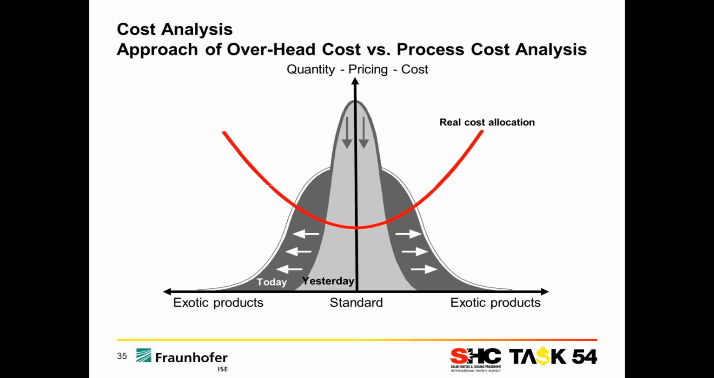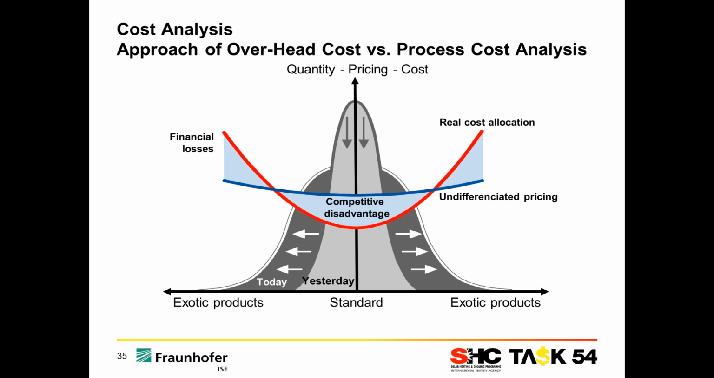So now we can see with this red curve the real cost allocation for those products. And as you can see, exotic products are quite expensive, while the standard products are quite cheap for the company, for the view of the company. Once you apply for this product range an undifferentiated pricing, you can see that there are differences regarding the real cost allocation that we would like to get in the project work.